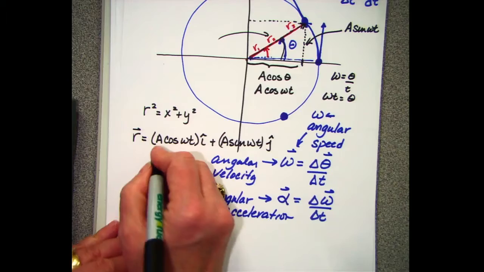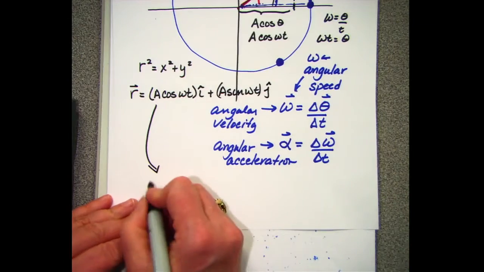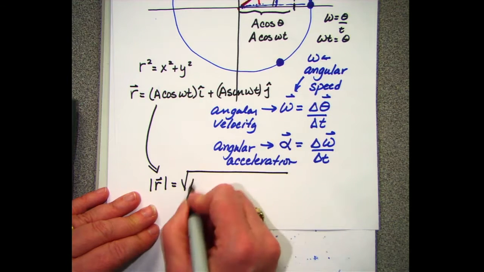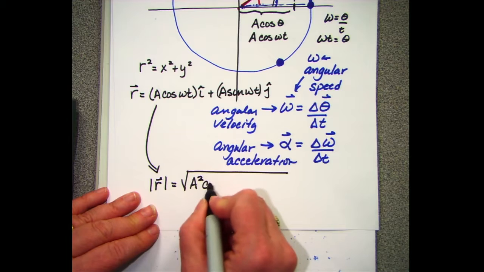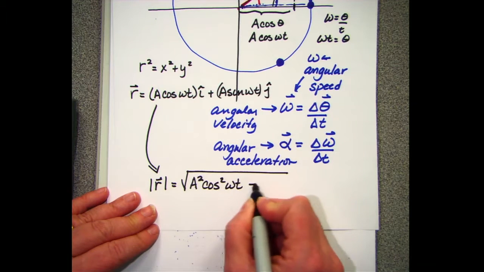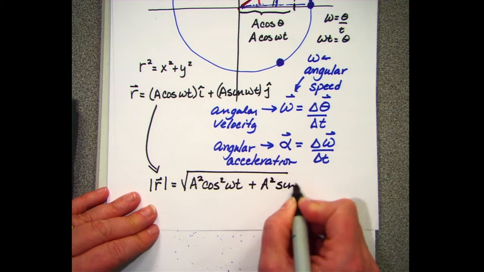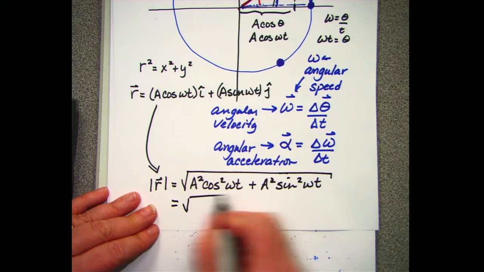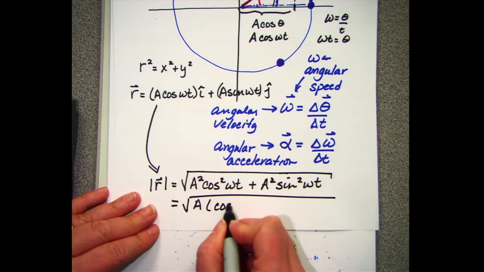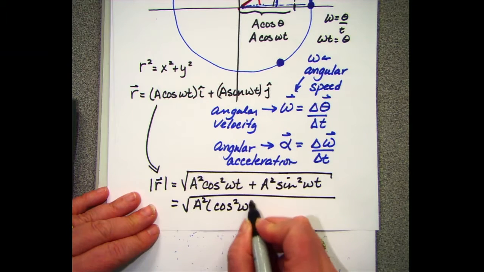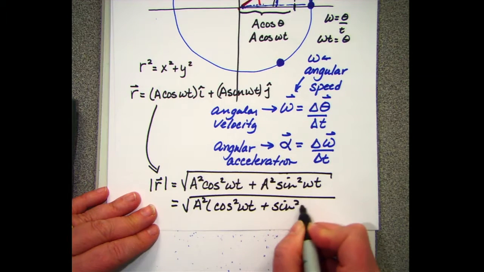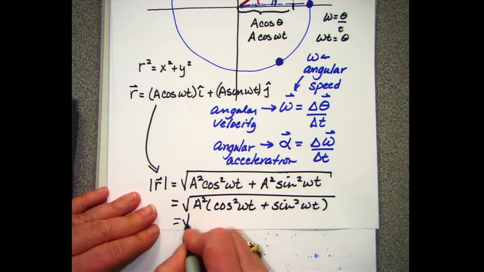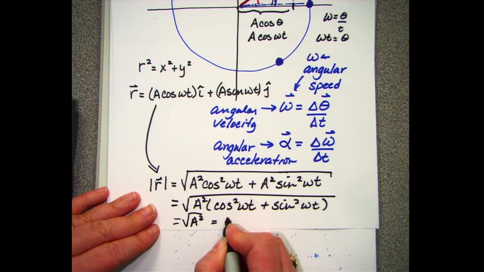And the fun part about this is if I want to find the magnitude, the magnitude of r is going to be the square root of a squared cosine squared omega t plus a squared sine squared omega t. I can factor out my a. So I get the square root of a squared times cosine squared plus sine squared omega t. And we all know that cosine squared plus sine squared is equal to 1. So this just becomes the square root of a squared, which is now just a.